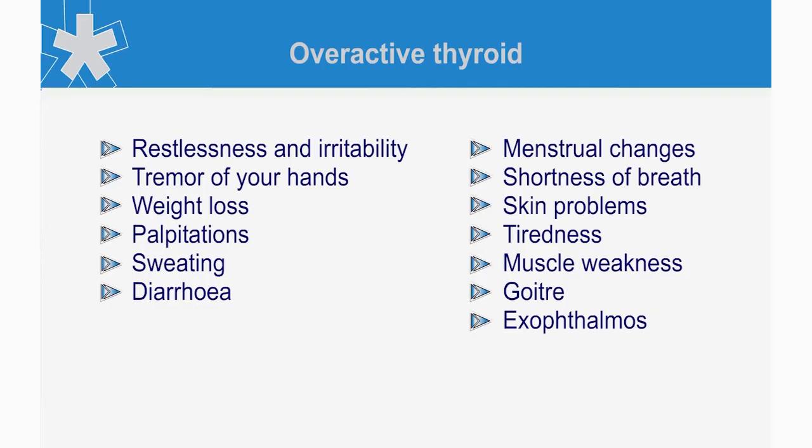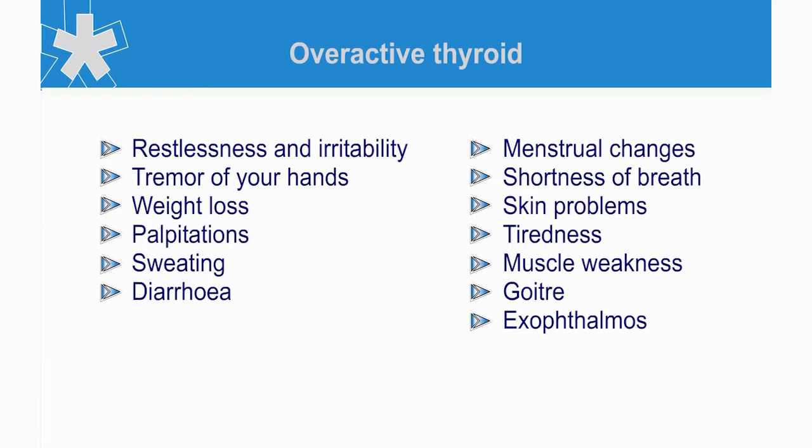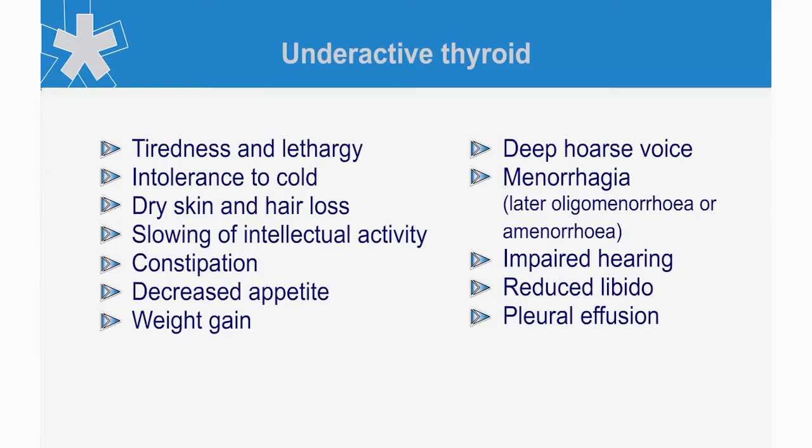These can manifest as restlessness and irritability, tremor of the hands, weight loss with an increased appetite, palpitations, sweating, diarrhea, menstrual changes. Periods can become quite light or infrequent, shortness of breath, skin problems such as hair thinning and itchiness, feeling quite tired, muscle weakness, and physical signs as well, such as having a swelling, a goiter, or eye changes such as exophthalmos.